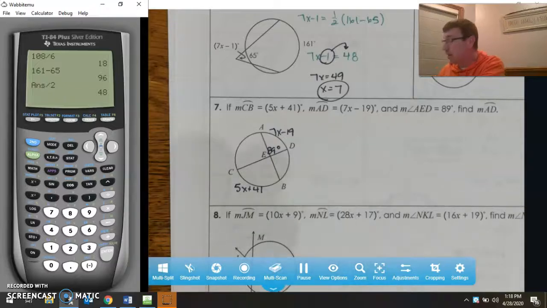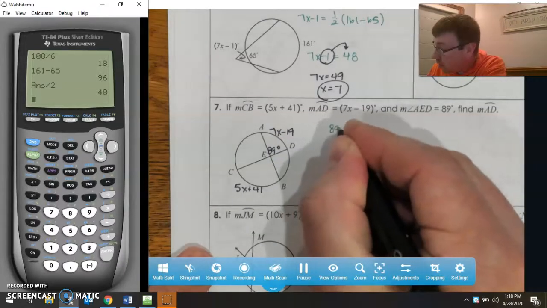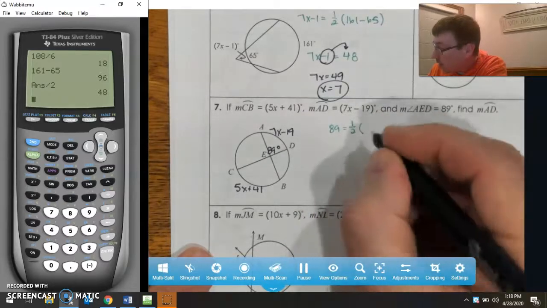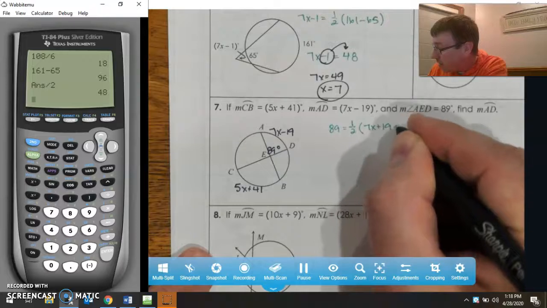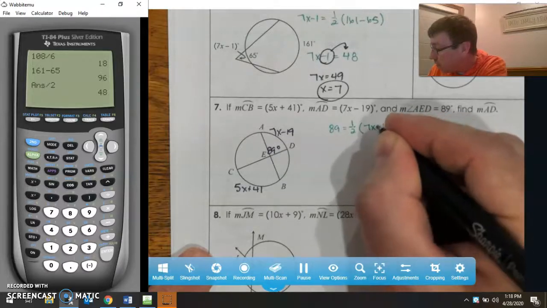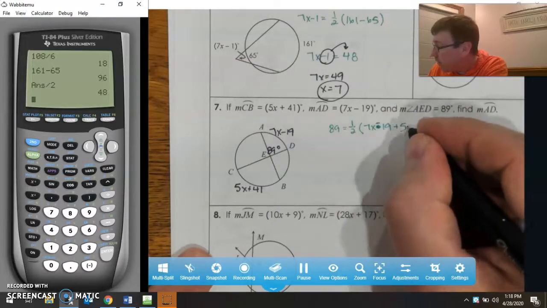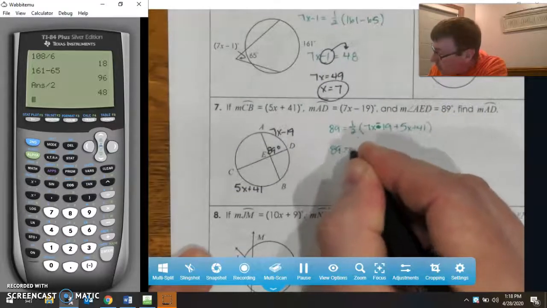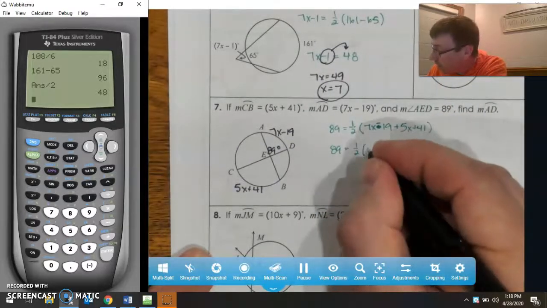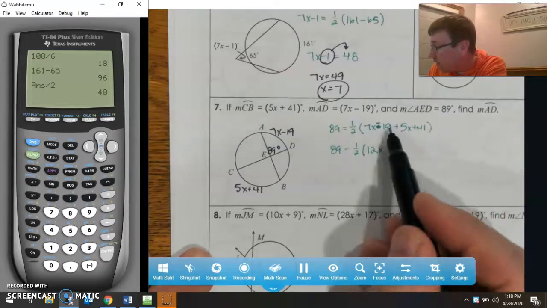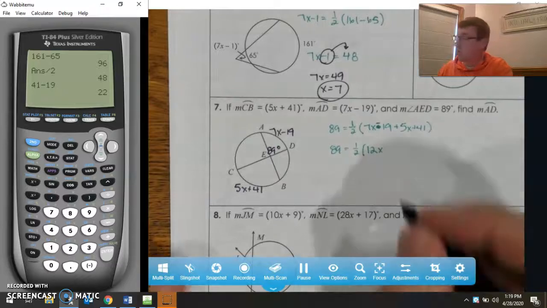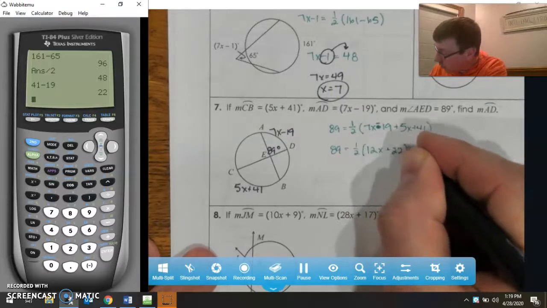So I know that the angle measure is half the sum. So 89 is 1/2 of 7x minus 19 plus, whoops, that's a minus sign, should be a minus sign there, 5x plus 41. Well, I'm going to do some math here. 7x and 5x is 12x. 41 minus 19 is 22, so it'll be plus 22.